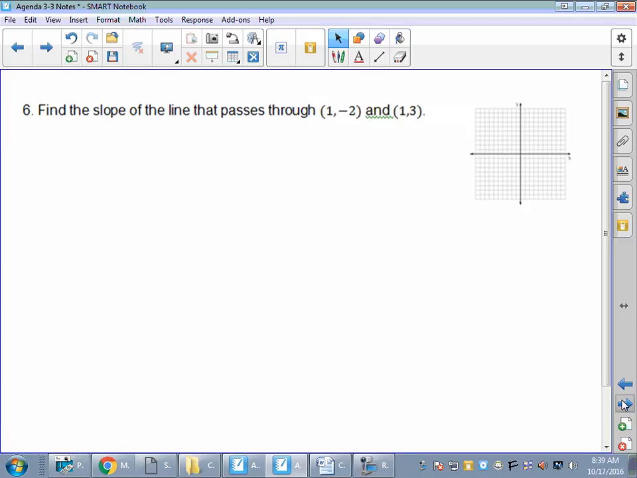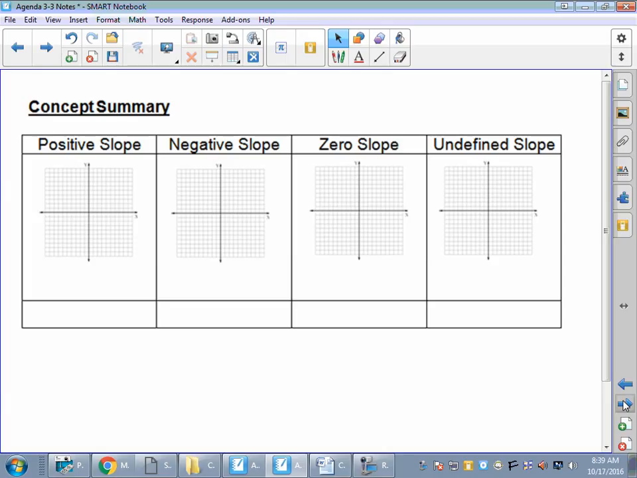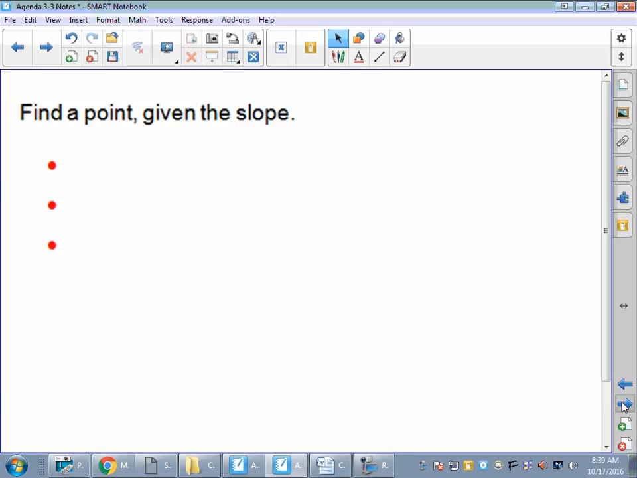And I'm going to skip number 6 as well. We'll save that one, we'll do that one probably in class. And the summary boxes, we're going to talk about these in class too, because there is a lot of information there that we can use.